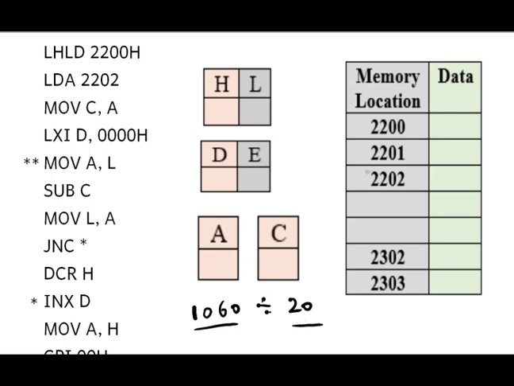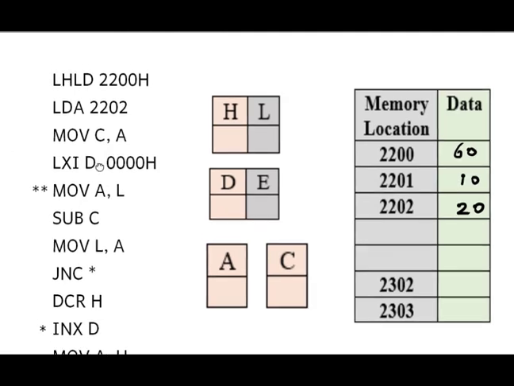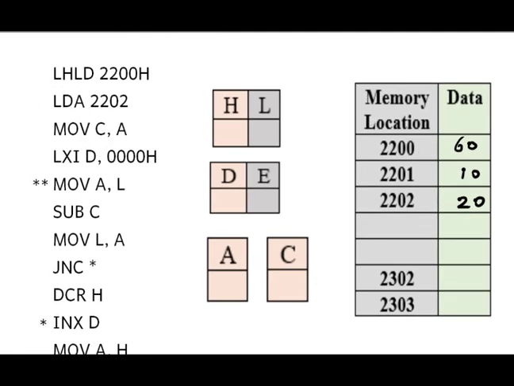Of course this number would reside in these memory locations, where 60 will be here and 10 will be here, and this 20 we need to store beforehand, before entering the program. Before executing we need to store this data in the memory locations. So let us assume we have this data and this is the program. We are starting with the very first instruction, LHLD 2200H. This instruction will store the data from memory locations 2200 and 2201, the next one, into L and H respectively.